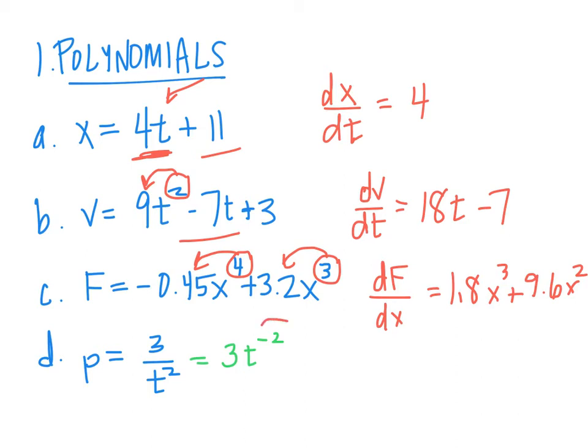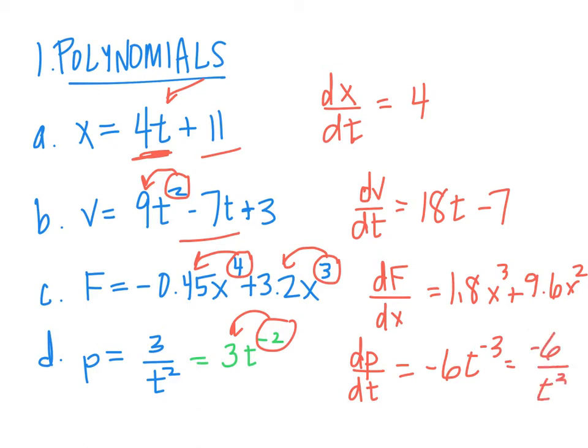So I've got -2 as my exponent, so -2 times 3. I should write my dp dt first here. All right, so -2 times 3 is going to give me -6. And then I have to lower my exponent by 1. So that goes from -2 down to -3. You're subtracting 1. And then some people would, in the end, rewrite this as -6 over t cubed. Either way is correct.